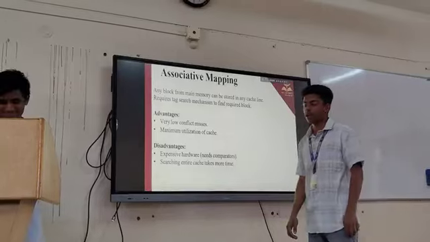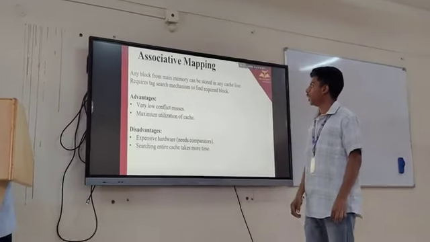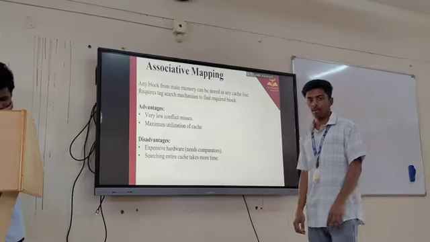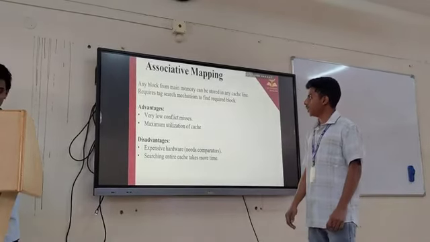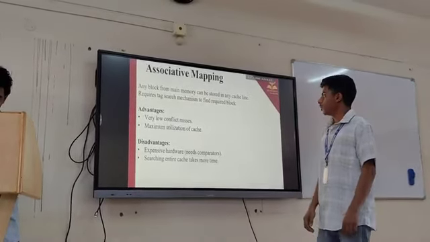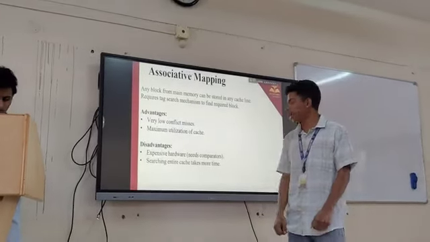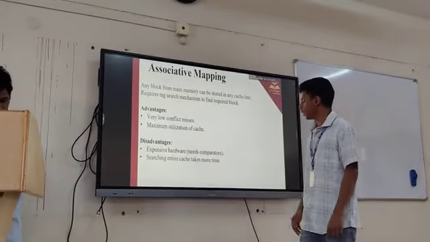Associative mapping, also called fully associative mapping, allows any block of main memory to be placed at any cache address. The advantages are flexible access and maximum utilization of the cache. The disadvantages are that it is expensive and searching the entire cache takes more time.